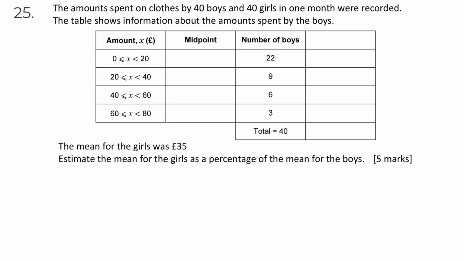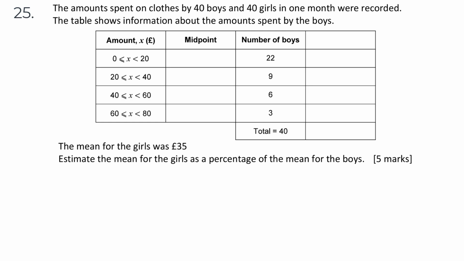The amount spent on clothes by 40 boys and 40 girls in 1 month was recorded. The table shows information about the amount spent by the boys. I can already tell from the table, this is a group frequency table. They've got the midpoint marked, so I'm guessing they're going to ask me to find the estimated mean. The mean for the girls was £35. Estimate the mean for the girls as a percentage of the mean for the boys.